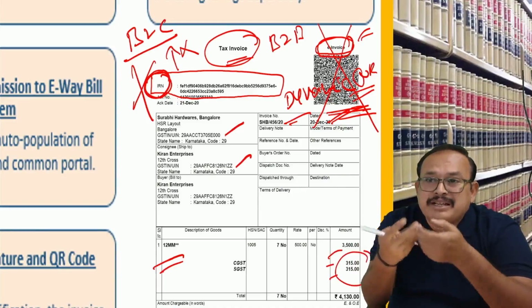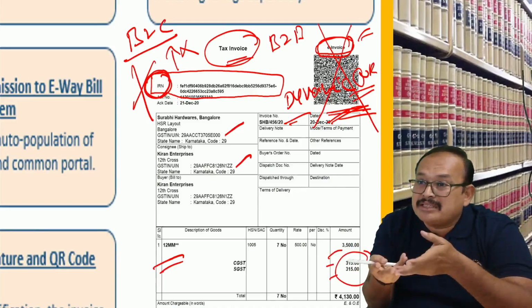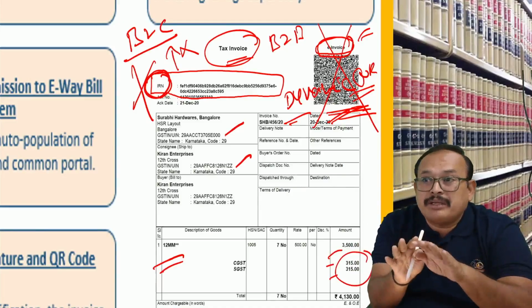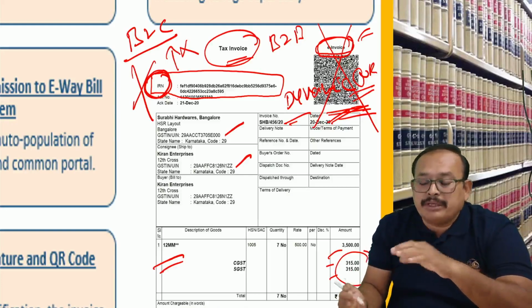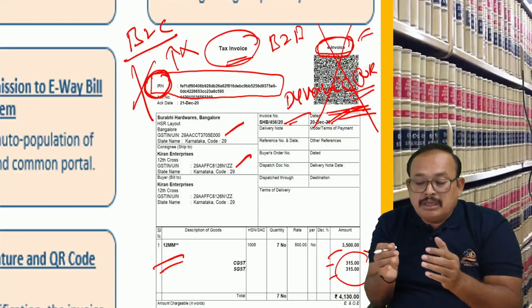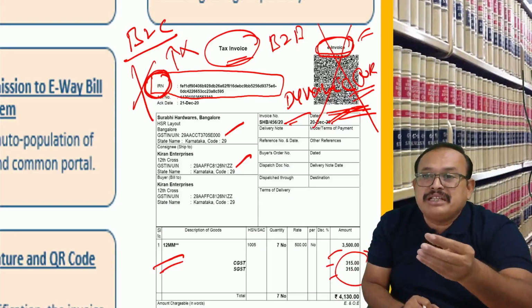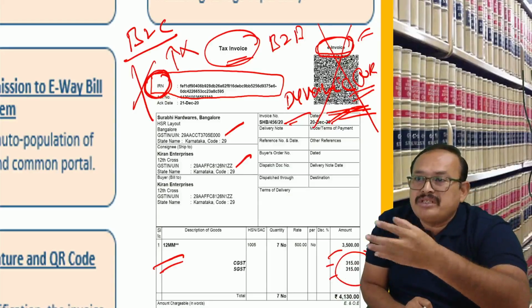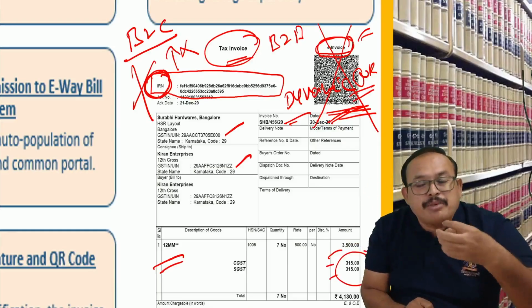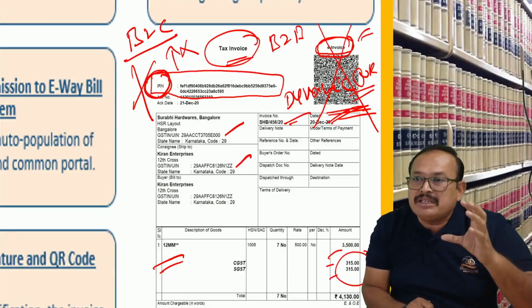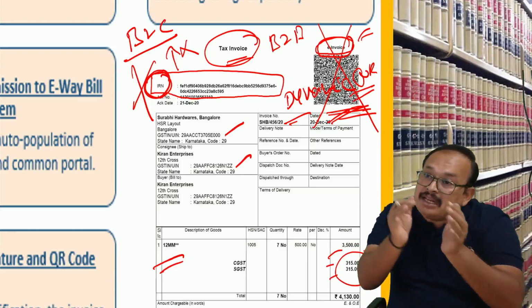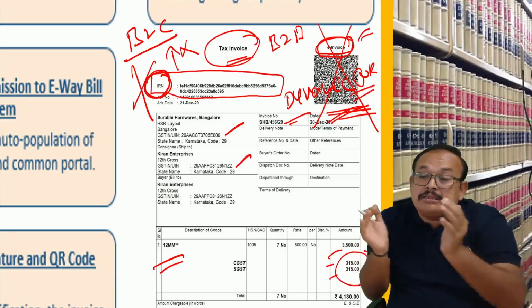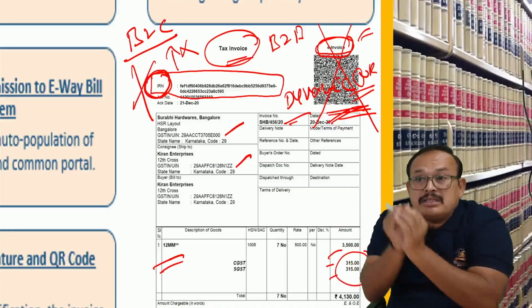For B2C transactions, intrastate supply, what I have to do is: 5% GST, how many sales? 12% GST, how many sales? 18% GST, how many invoices? 28% GST, how many invoices? Tax rate wise, the consolidated value of invoices can be shown.